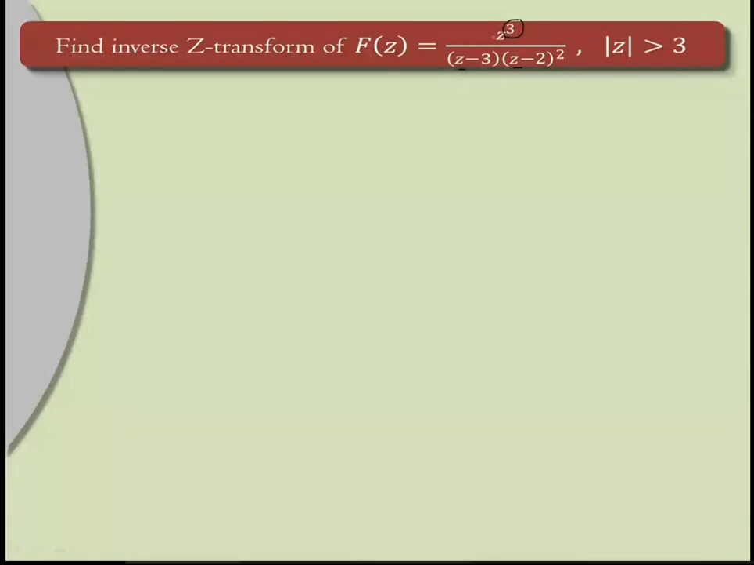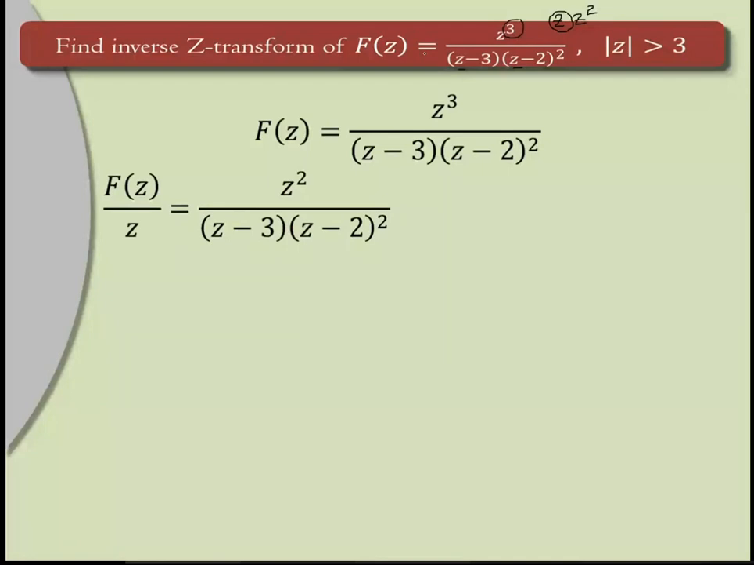And you can see that we can easily take one z outside. This we can write as z into z square. So easily one z can be taken common, and if we can take z common, we can use the partial fraction method. So what to do? Take one z to the other side, divide both sides by z. So F of z by z becomes z square upon z minus 3 into z minus 2 whole square. And now use partial fractions for this. Now, this is a linear term, so we get some arbitrary constant upon z minus 3.